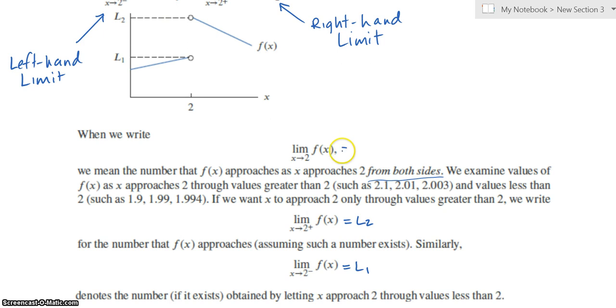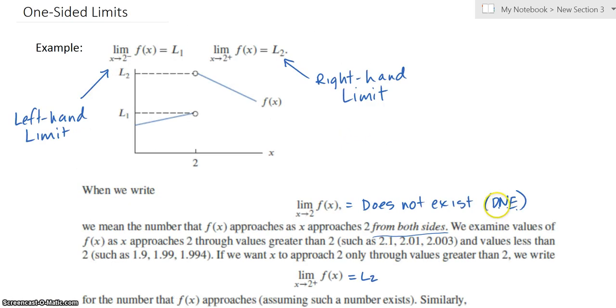By the way, this one does not exist. Sometimes we write DNE for does not exist. And why does it not exist? Because the left-hand limit approaches 2 different values, not the same from both sides. On the left side, it's approaching L1, and the right side, it's approaching L2.